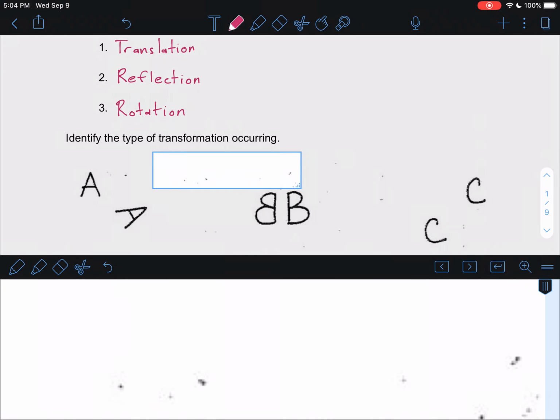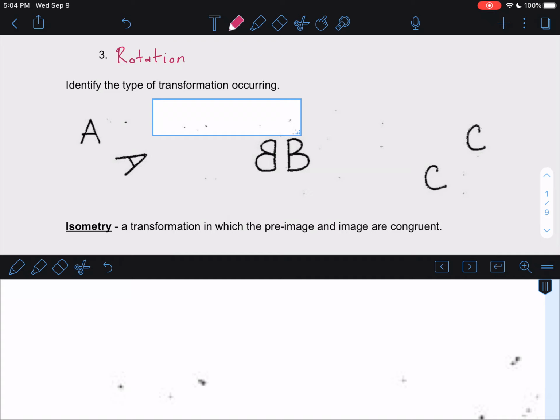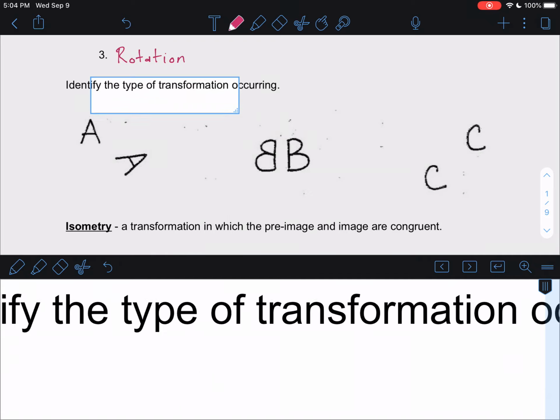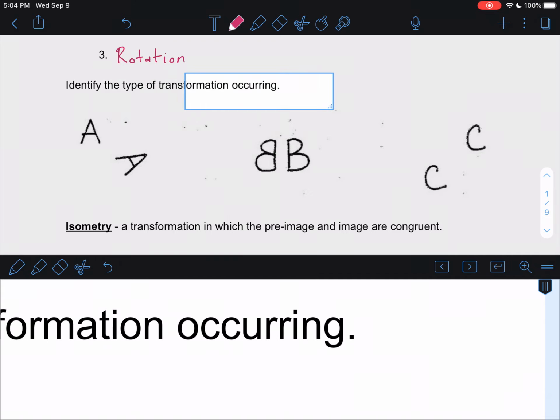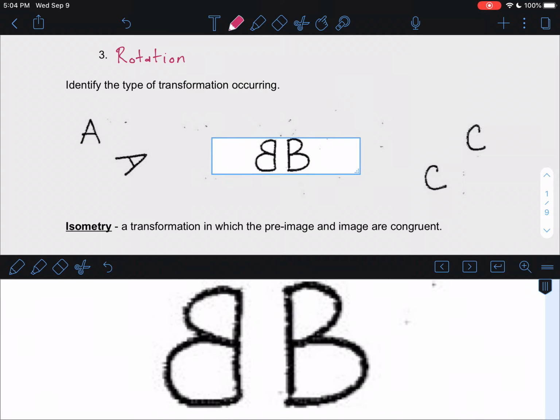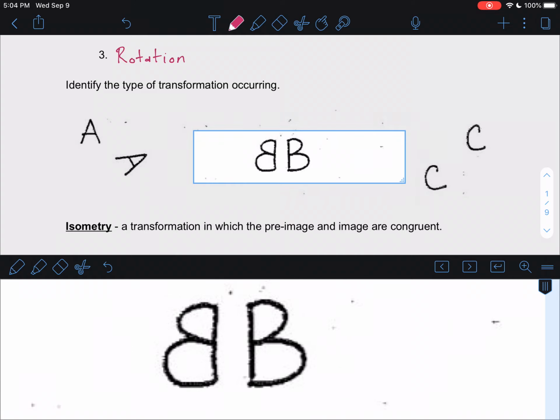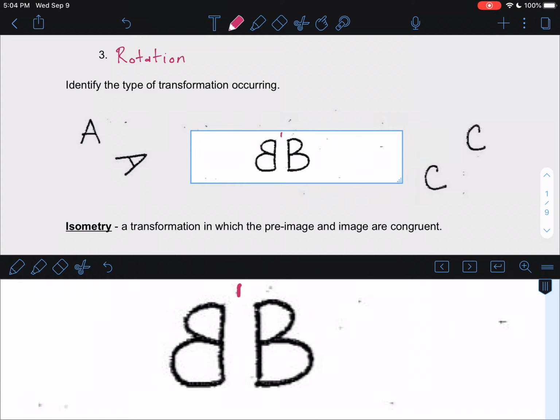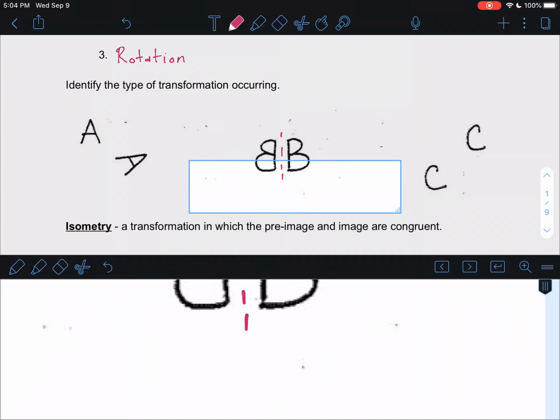And then we have these images here. It asks us to identify the type of transformation occurring. So obviously we have this B and it is reflected over an invisible line right there, and then you can see that it forms the image opposite that. So that was a reflection.